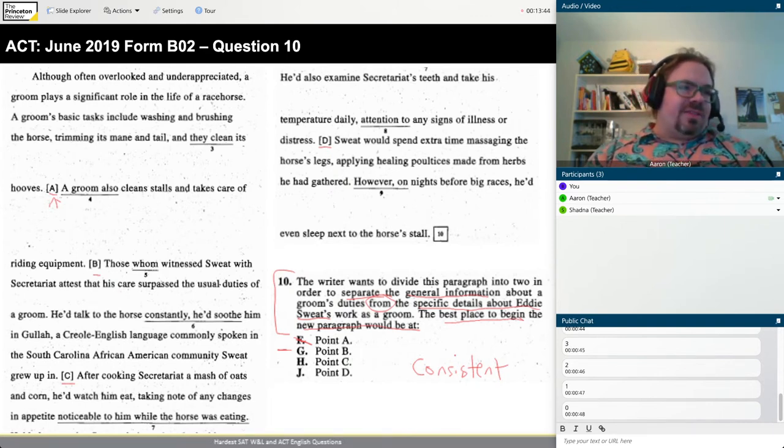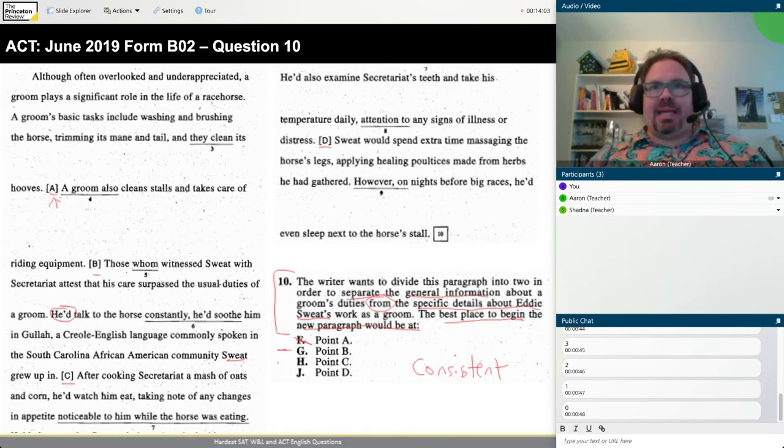So, sentence before: he'd talk to the horse constantly. He'd use Gullah, a Creole English language commonly spoken in the South Carolina African American community Sweat grew up in. Well, he'd is Sweat. So we're not getting general information about a groom's duties prior to point C. And so even if we move on, we're already wrong here because it's not consistent with the first part of this question, where we wanted general information about a groom's duties, because we're talking specifically about Sweat. And then point D: he'd also examine Secretariat's teeth and take his temperature daily, paying attention to any signs of illness or distress. Okay, once again, he'd is referring to Sweat. We want there to be a general duty prior. And so we're left with answer choice G.